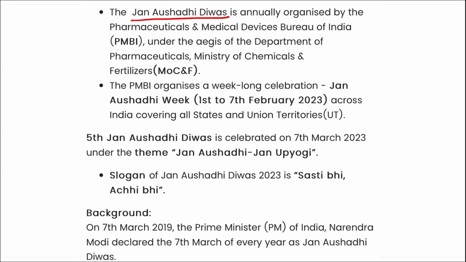This Jan Aushadhi Divas, observed on 7th of March, is annually organized by the Pharmaceuticals and Medical Devices Bureau of India under the aegis of the Department of Pharmaceuticals and the Ministry of Chemicals and Fertilizers. But if it is asked about Jan Aushadhi week or generic medicine week, it is not 1st to 7th of February, it is 1st to 7th of March.